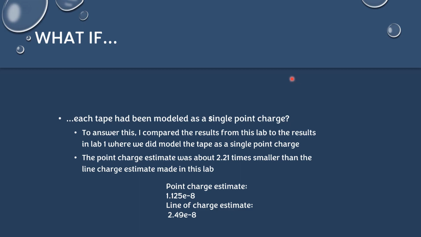Looking at some of the questions for this lab, what if each tape had been modeled as a point charge? Well, this is exactly what we tried to do in the previous lab, so to answer this question, I compared those results to our new results. As shown here at the bottom, the charge derived from modeling a point charge was significantly smaller than our line charge model.